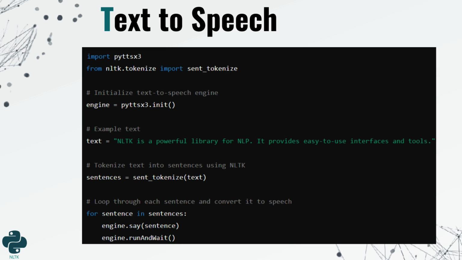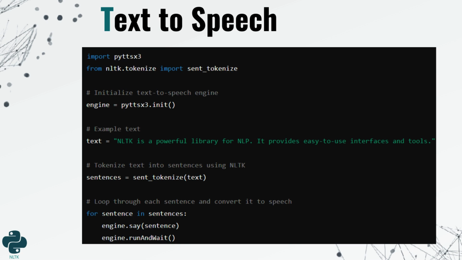Now, here you can see it looks like one text, but our model doesn't know whether it is one text or two sentences. So we use NLTK to separate this text into two sentences, because there is a dot here. So I'm using sent_tokenize, which separates the text into two sentences. NLTK is a powerful library for NLP. Then it provides an easy to use interface. So it will convert it into two sentences.